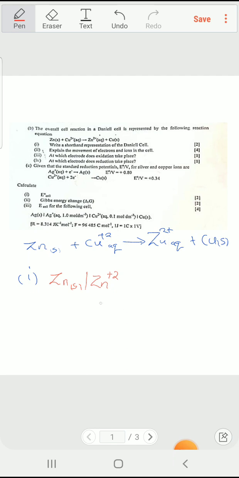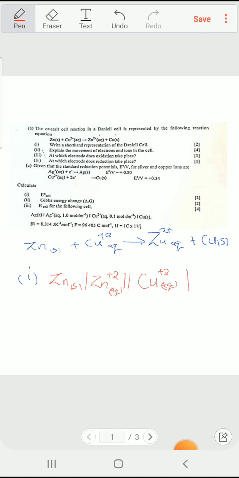Now this is the oxidation part. How can I demarcate oxidation and reduction? I'm going to use the same vertical lines, but doubled. Then I can write copper, which is in aqueous solution. So don't forget here, aqueous. Then even here, aqueous. This one is in the solution.